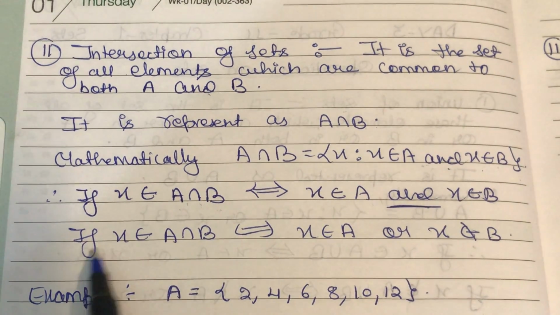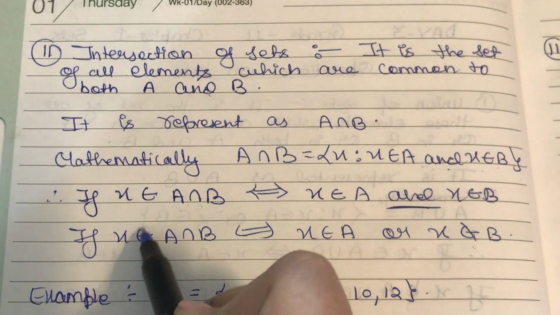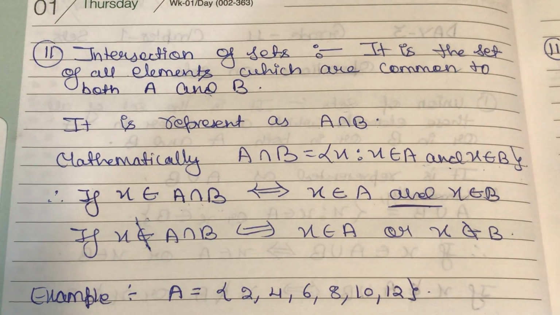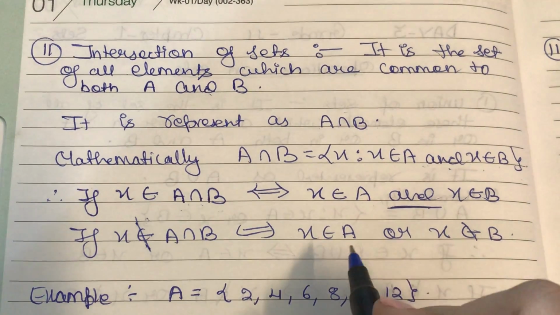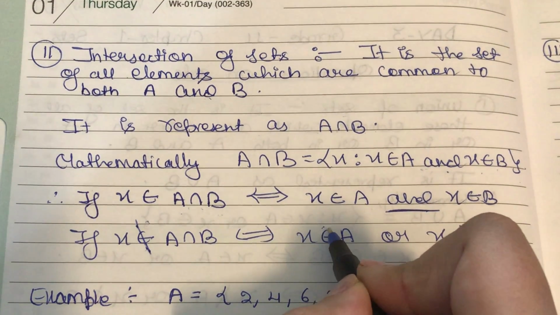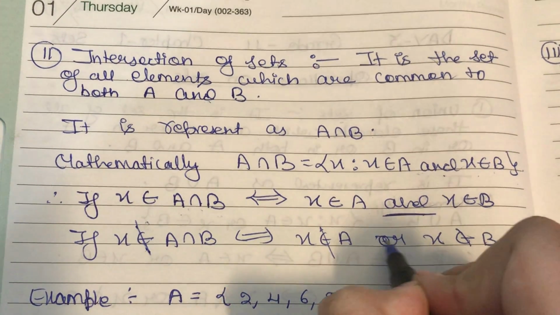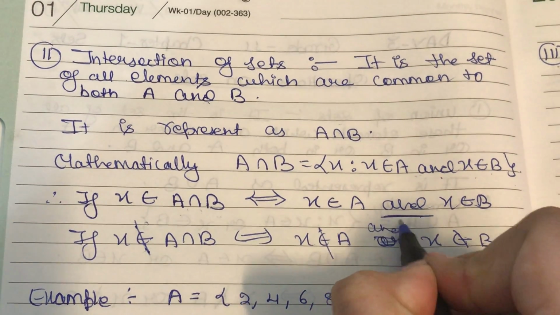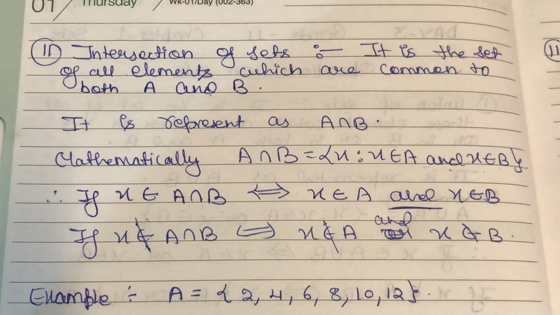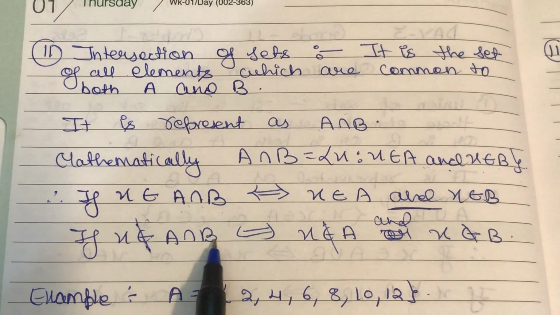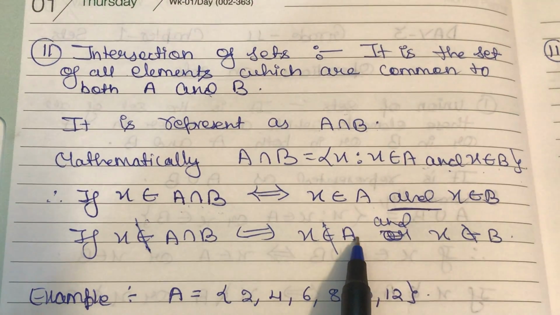Also, if X doesn't belong to A intersection B, then we can say that either X doesn't belong to A or X doesn't belong to B. So if it doesn't belong to A intersection B, it means that it doesn't belong to A or it doesn't belong to B.